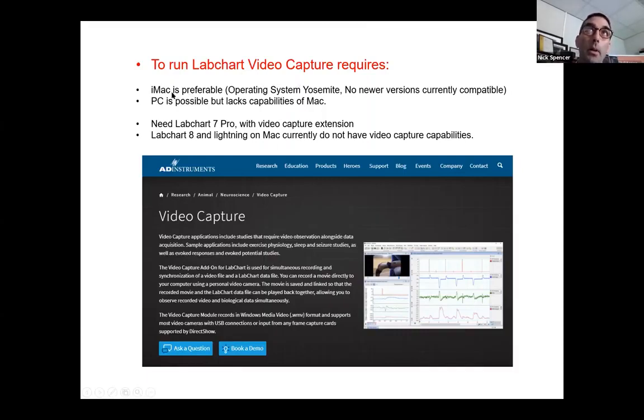We use iMacs for a number of reasons. They're preferable. You might be thinking, can you do all this on a PC? I'll get to that in a minute. The operating system, Yosemite, the newer versions are currently not compatible with that video capture, and we can talk about that in a minute. You can use a PC, but it lacks the capabilities of a Mac, we've found. You need LabChart 7 Pro with the video capture extension. You can get that from the web. LabChart 8, and this is something we've been working with ADInstruments on. LabChart 8 and Lightning on Mac currently don't have the video capture capabilities.